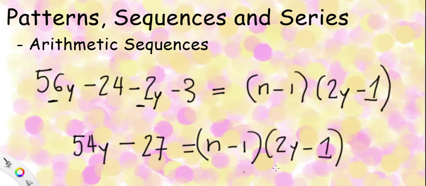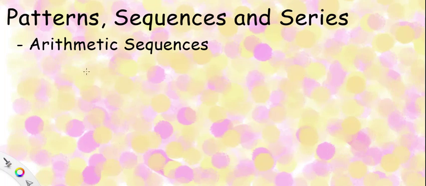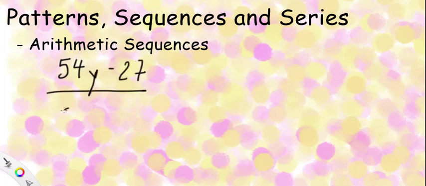Okay, because we're solving for n, we're going to divide everything by 2y minus 1, and we're going to do that on this side as well, 2y minus 1. Okay, on this side these two are going to cancel out, so we're left with n minus 1. On this side now we have to do the math, and it simply becomes, let me rewrite it, 54y minus 27 divided by 2y minus 1 should equal to n minus 1.